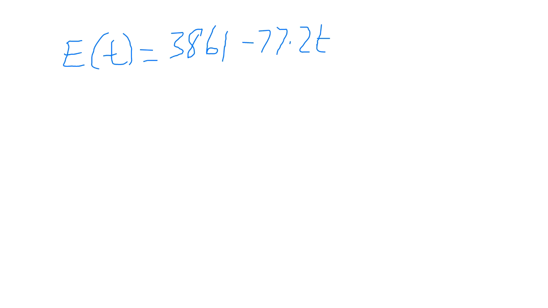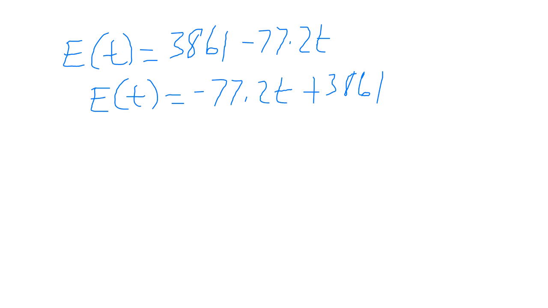So I have E of T equals 3861 minus 77.2 T. We can rewrite it as E(T) equals negative 77.2 T plus 3861. We are finding the y-intercept, or the vertical intercept. Because it's the y-intercept, x should be what? 0. We know that. So here t should be 0.